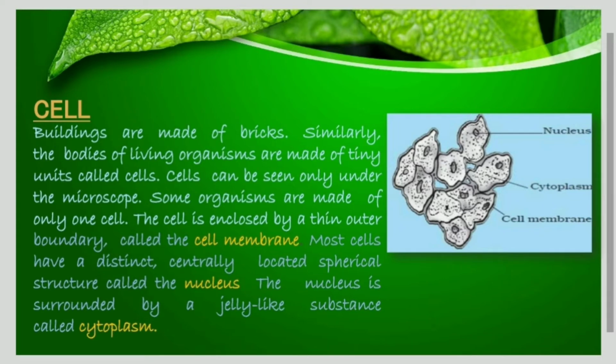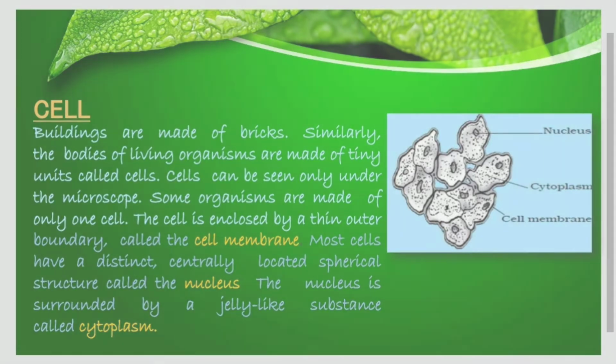Some organisms are made of only one cell. The cell is surrounded by a thin outer boundary called the cell membrane. Most cells have a distinct centrally located spherical structure called the nucleus. The nucleus is surrounded by a jelly-like substance called cytoplasm.